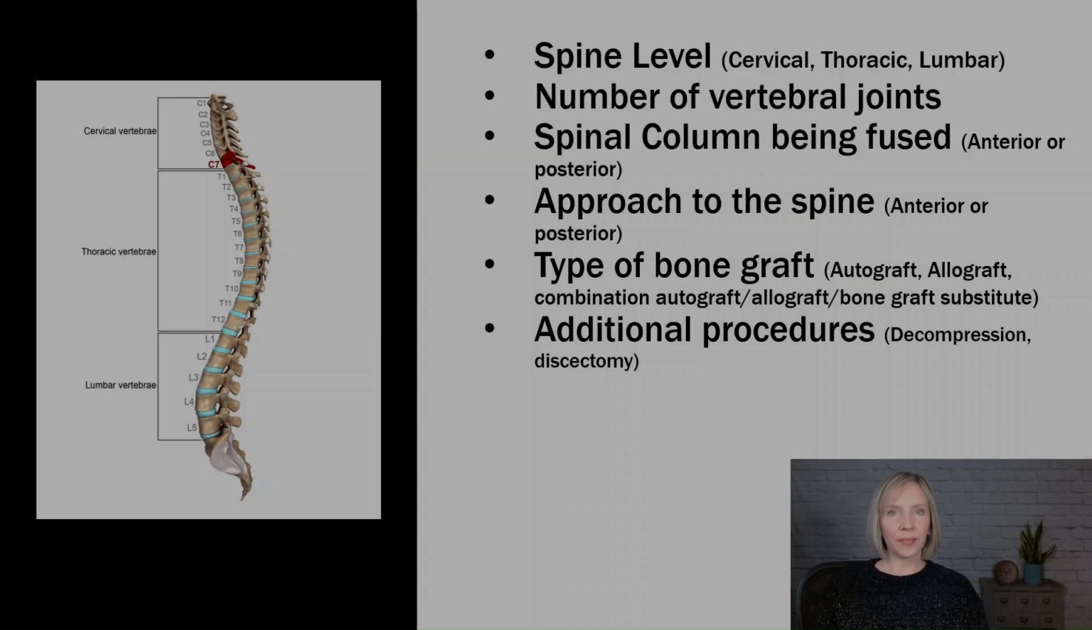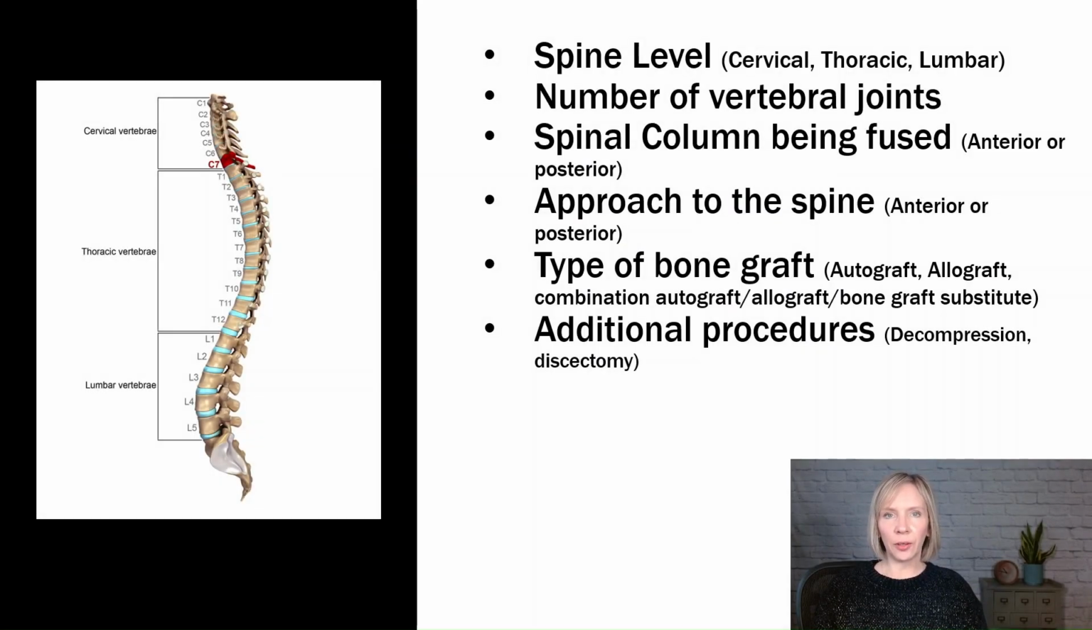When you're coding a spinal fusion, there are a few key pieces of information you'll need to gather from the operative report. First, you need to determine which level of the spine was fused and how many vertebral joints were involved. Additionally, you'll need to determine whether the fusion was done on the anterior column, which is at the front of the body, or the posterior column, which is at the back of the body. If both the anterior and posterior columns were fused, it's important to report the ICD-10-PCS codes for both procedures.